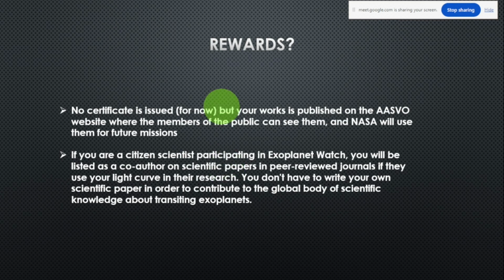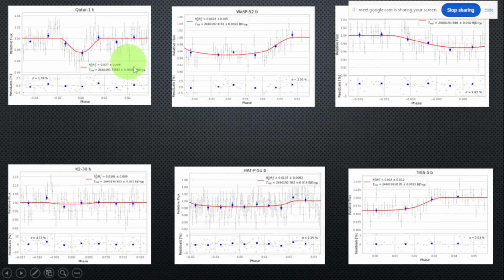So, if you are a citizen scientist participating in Exoplanet Watch, you may be listed as a co-author on scientific papers in peer-reviewed journals if they use your light curve in their research. You don't have to write your own scientific paper in order to contribute to the global body of scientific knowledge about transiting exoplanets. So these are some of the light curves that we are going to be producing, okay?